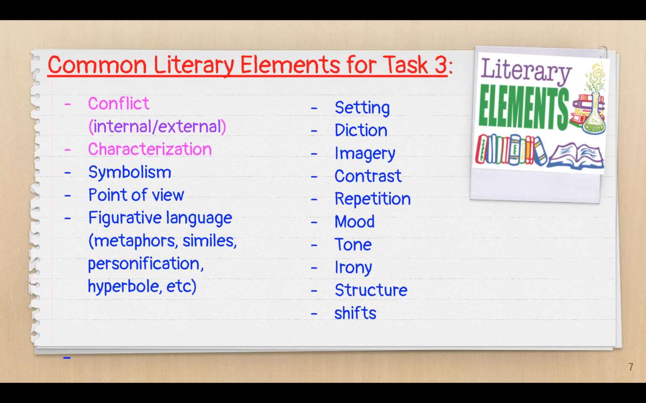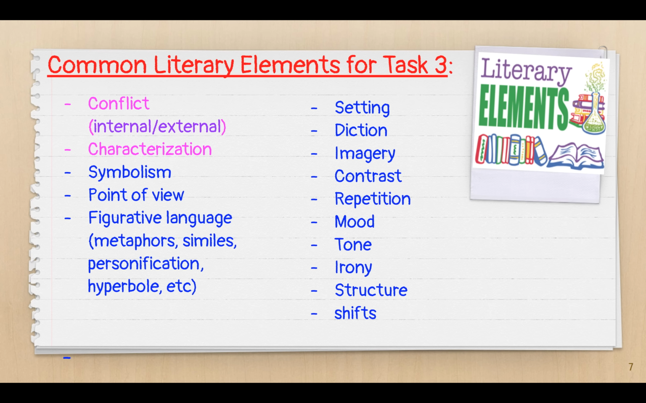Okay, so here are some common literary elements that I find students use for task 3 or part 3, whatever you like to call it. Conflict. When we write about conflict, we typically write about internal or external conflict or both. Characterization, symbolism, point of view.